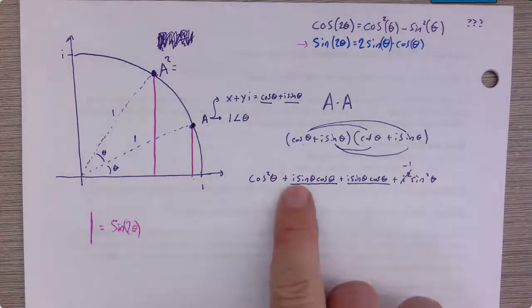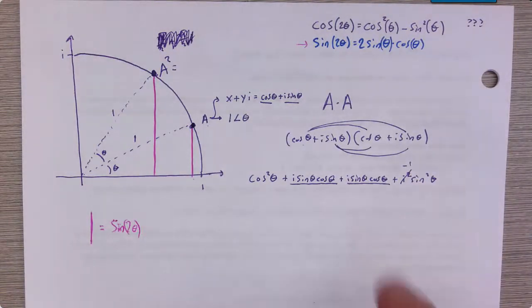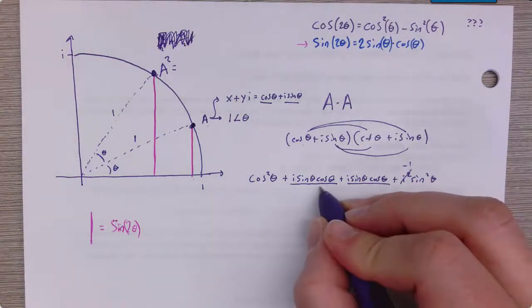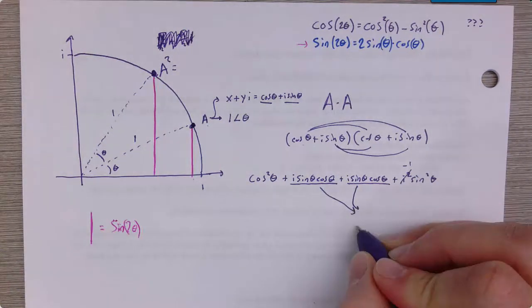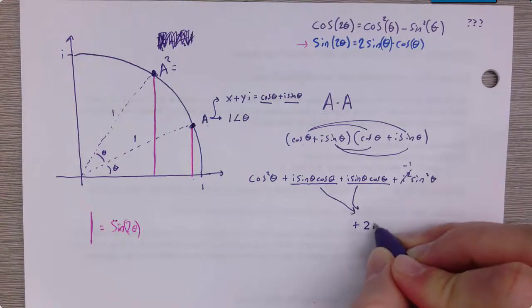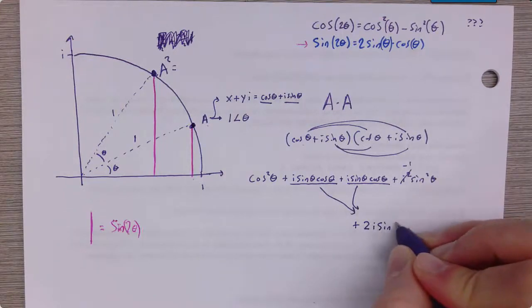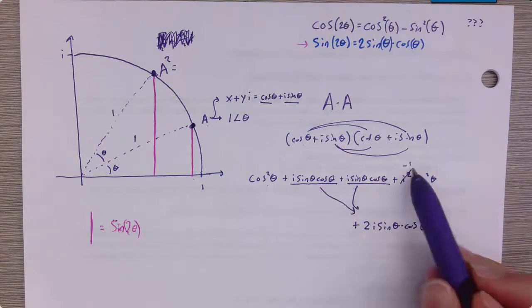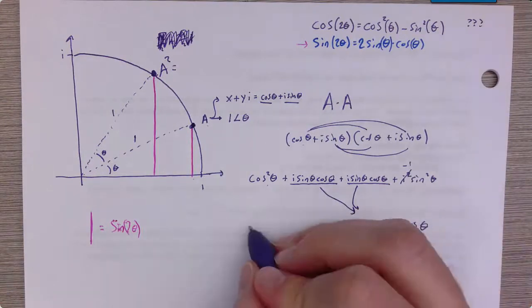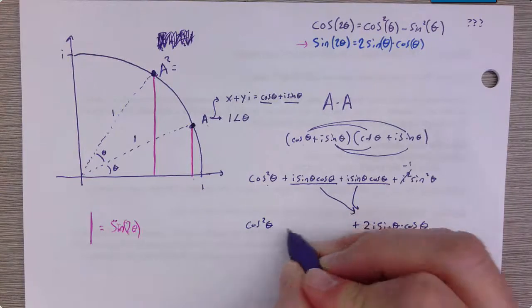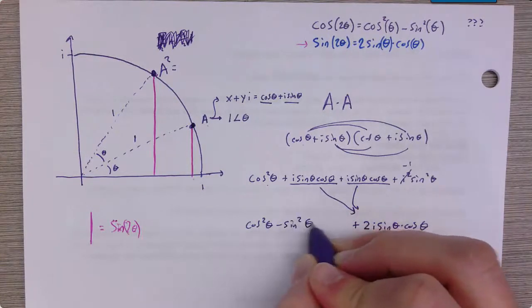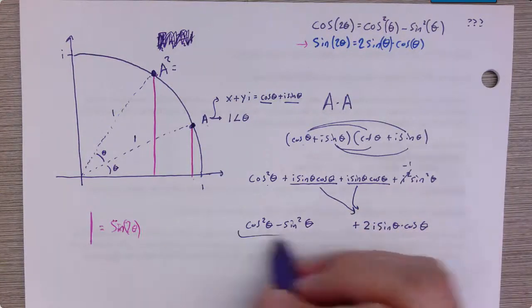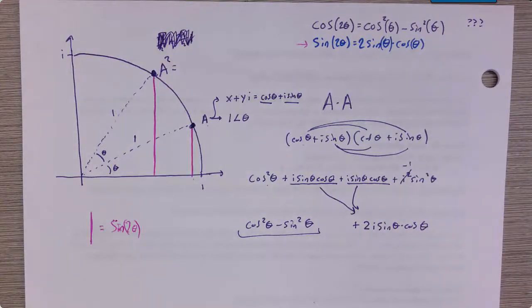And I'm noticing that they're the same, right? So I've got 2 of them. So let's combine those together over here as 2i sine theta cosine theta. Here I've got cosine squared minus sine squared. If you're starting to get a tingly feeling, that is not out of place.